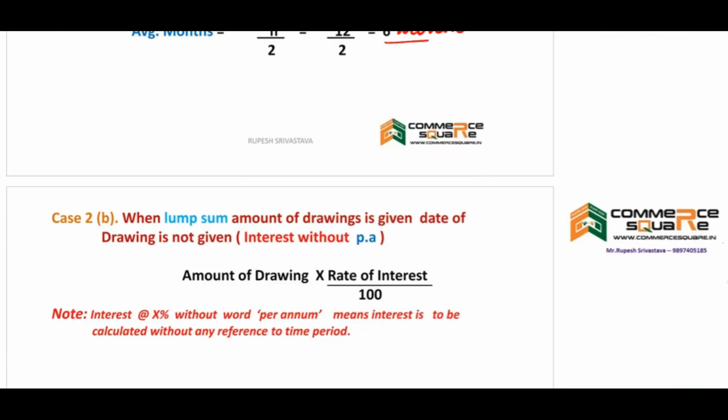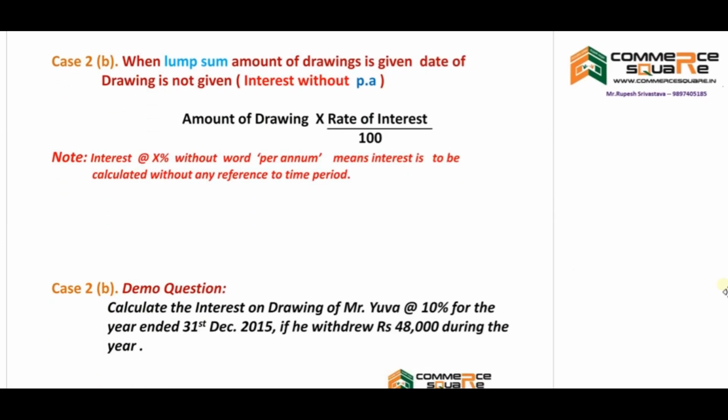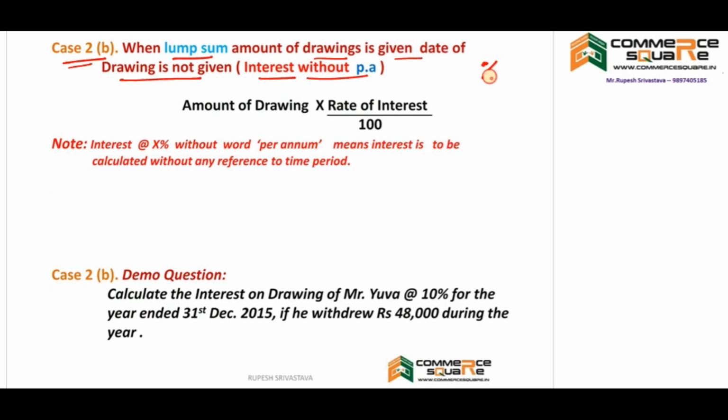Now let's see case 2b. In case number 2b, the lump sum amount of drawing is given, the date of drawing is not mentioned, and the interest is given without per annum. See, this is the only thing which differentiates case 2A and case 2B. Case 2A gives us the percentage with per annum, and in case 2B, the percentage is given without per annum. Without per annum means it will not be referred to, right?